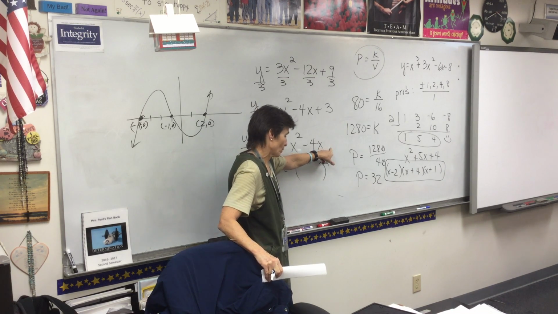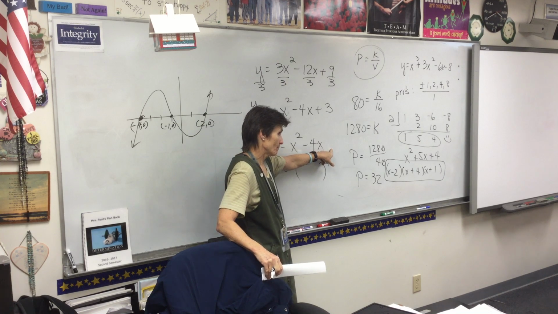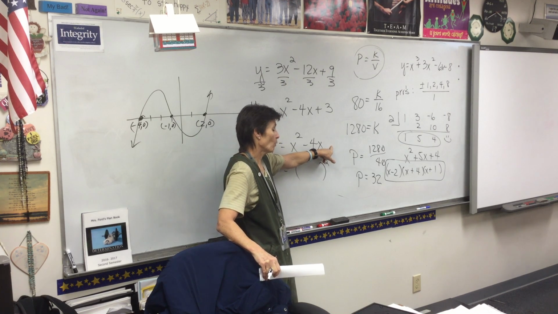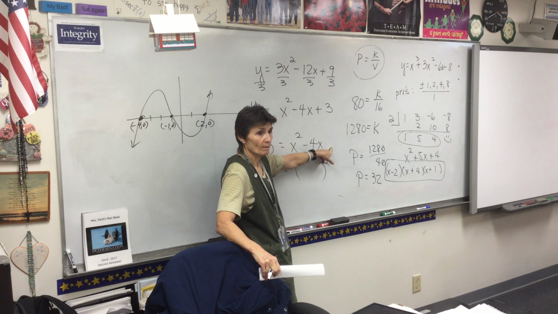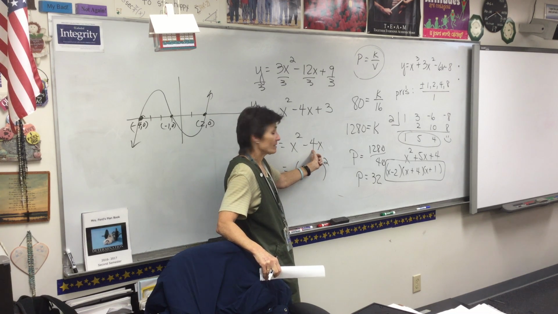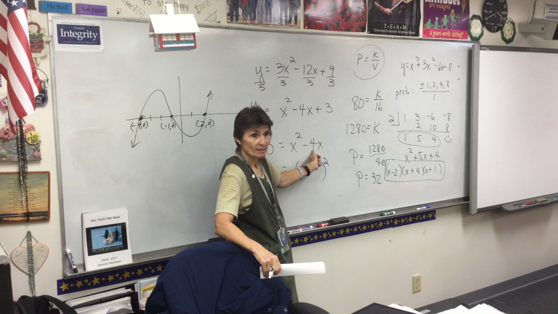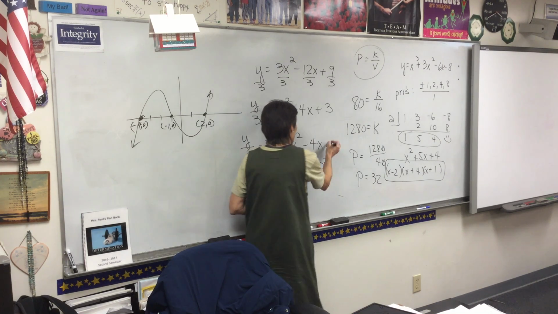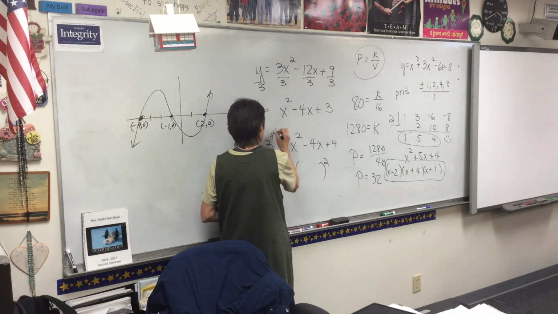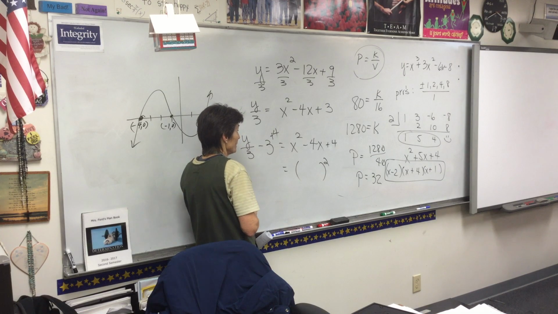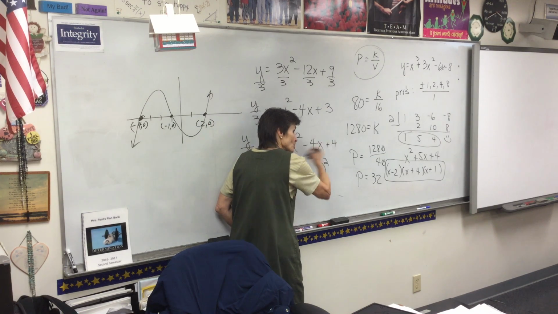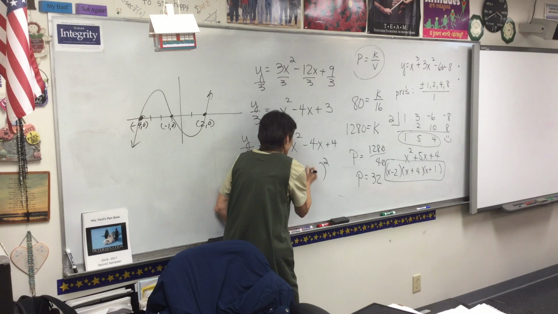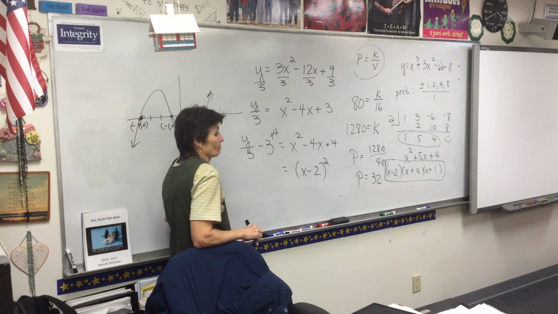Well, what number goes here, Sam? You're getting ahead of me. Right. What number goes here? 4. How did Sam get 4? Divided by 2. 4 divided by 2 is 2, and 2 squared is 4. We take half of this and square it. So we're going to add 4 to both sides. Don't forget to add it over here too. Now, Sam, what square did you say that is? X minus 2. Yep, you are exactly right.